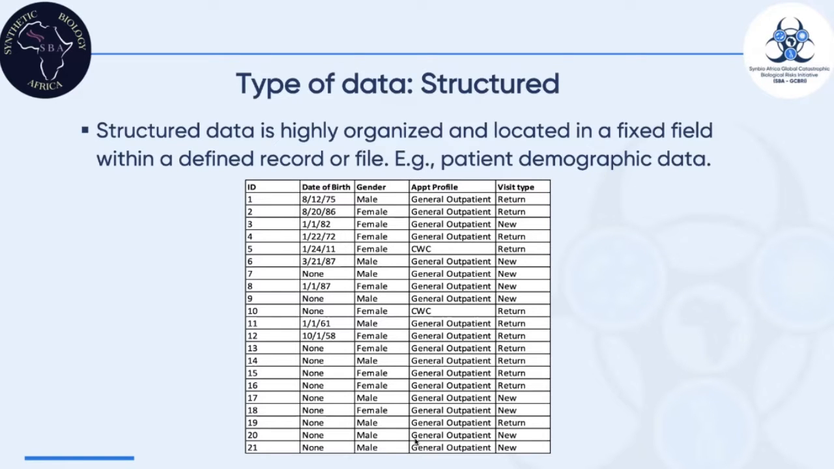The most common type of data that we know is structured data. This is just highly organized, basically in a type of spreadsheet. For example, we have this patient information. The first column is the numbers from 1 to 21. The second column is date of birth. Sometimes it's a medical form; sometimes they give their date of birth, sometimes they don't. Then you have the gender, male and female. Then you have an appointment. Some are general and so forth. And then the visit type. Some are returning and some are new. So this is structured, okay?